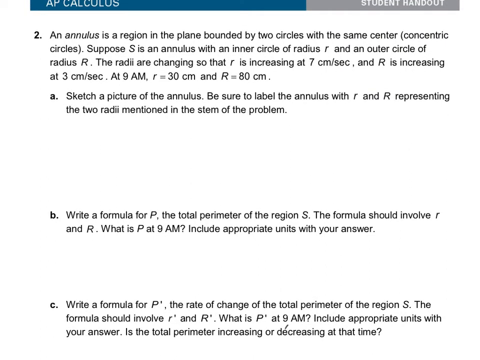Okay, so let's do that first. Concentric circles, so they share the same center. Then one radius, this outer radius, we'll call big R, and the inner radius we'll call little r. And I think the annulus is all this area, like a little 2D donut kind of thing. Be sure to label the annulus. Okay, we did that.